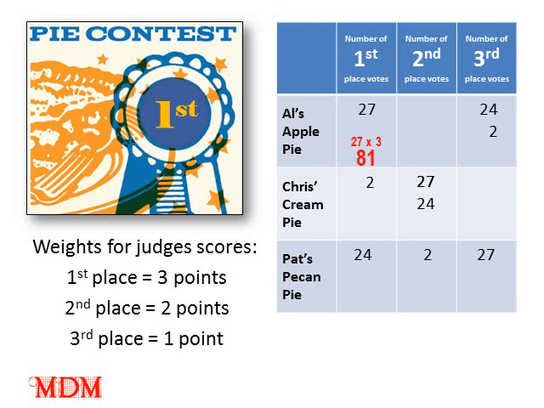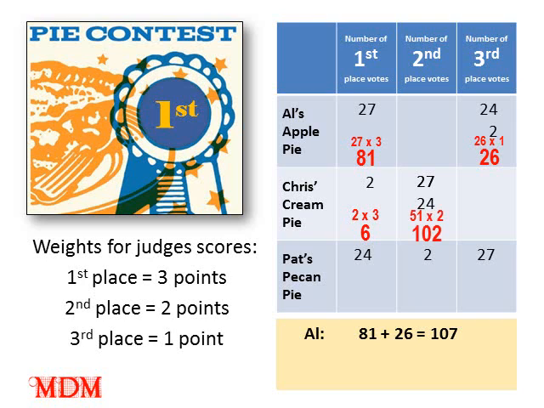Based on the rules, Al's apple pie got 27 first place votes at 3 points each, or 81 points, and 26 third place votes at 1 point each, for 26 points, for a grand total of 107 points. Chris's cream pie got 2 first place votes at 3 points each, or 6 points, and 51 second place votes at 2 points each, for 102 points. The grand total for Chris's cream pie was 108 points.